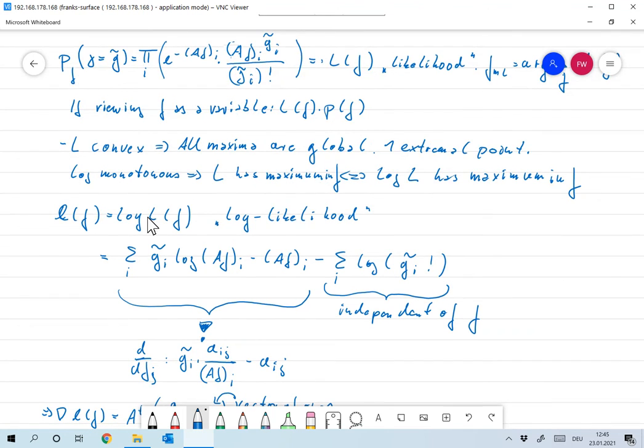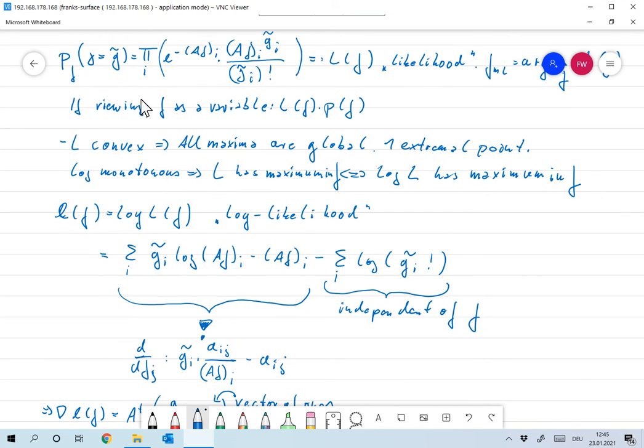Okay, now what is the logarithm? Well, taking the logarithm, of course, the product over here becomes a sum. Then we need to take the log of all these internal terms over here. So that will be something like G_i tilde times (AF)_i. So that's times log of (AF)_i. So that's the first one over here. We need to add the log of this one over here. That's just minus (AF)_i.